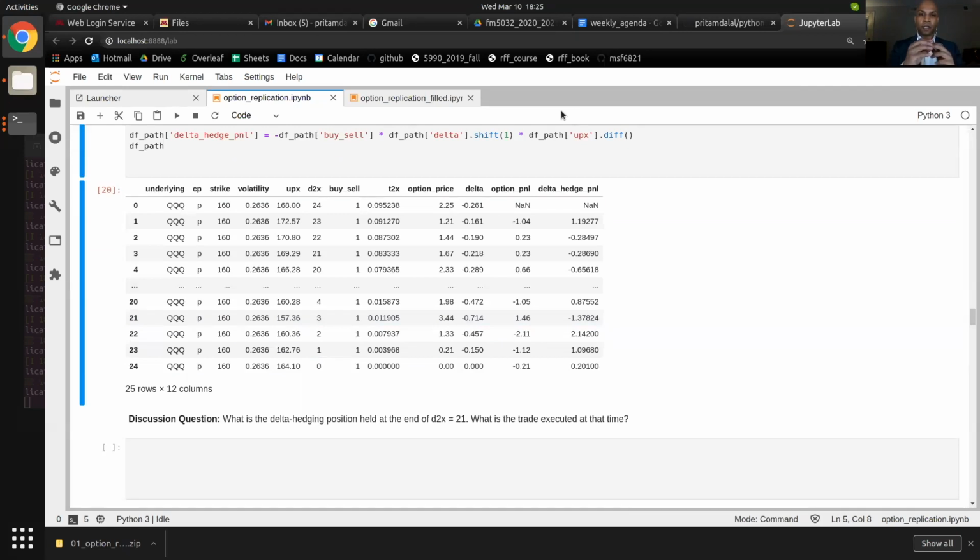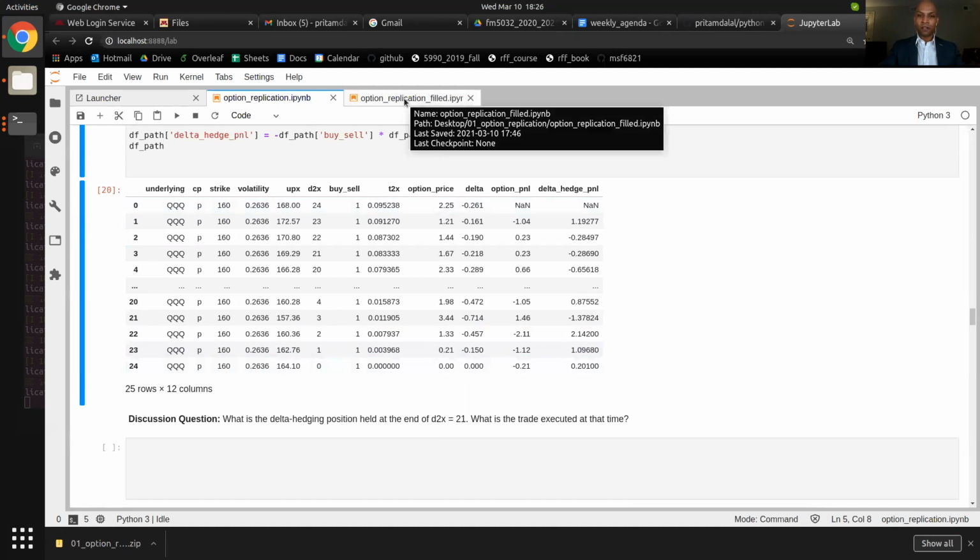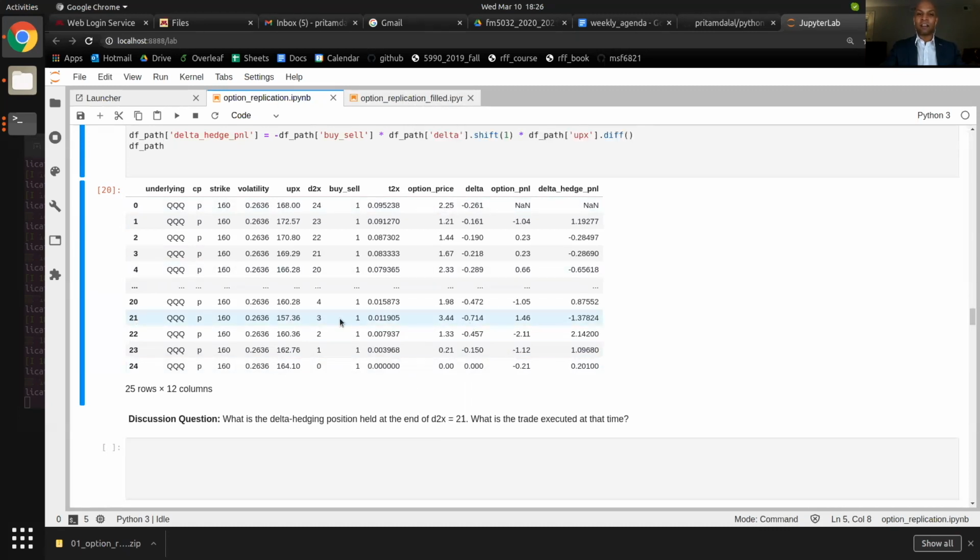All right, guys, so here's a discussion question, just to see if you're following me here. So what was the delta hedging position held at the end of day, not at the end of D2X, at the end of day 21? Well, no, actually, that's fine. I don't actually remember, so let's interpret this as the end of day 21 right here. And so yeah, what was the delta hedging position at the end of that day, and what was the trade that was executed at that time?